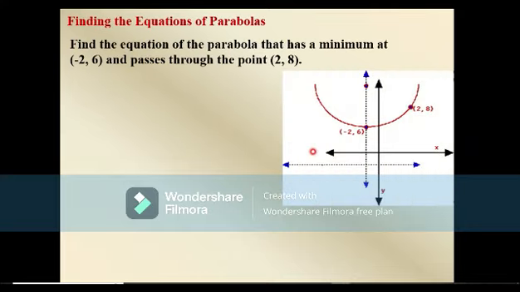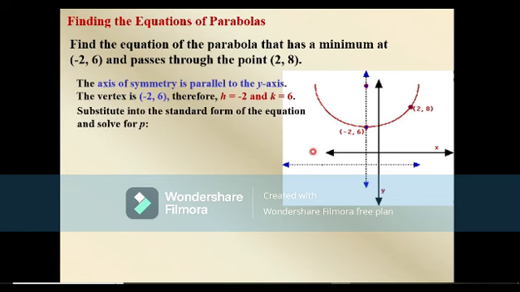Finding the equations of the parabola. How about if it's presented like this? Find the equation of the parabola that has a minimum at (negative 2, 6) and passes through the point (2, 8). How are we going to do this one? First and foremost, we need to analyze what the term minimum means. When you say minimum, this is the lowest point of the parabola. So if negative 2, 6 is the minimum point, then the parabola opens upward and (negative 2, 6) is the vertex.